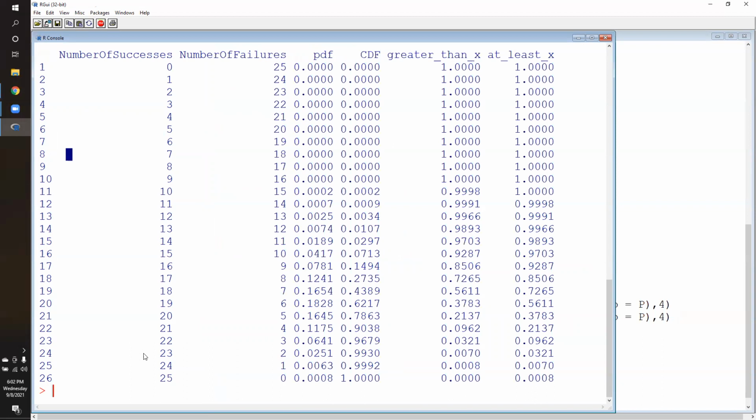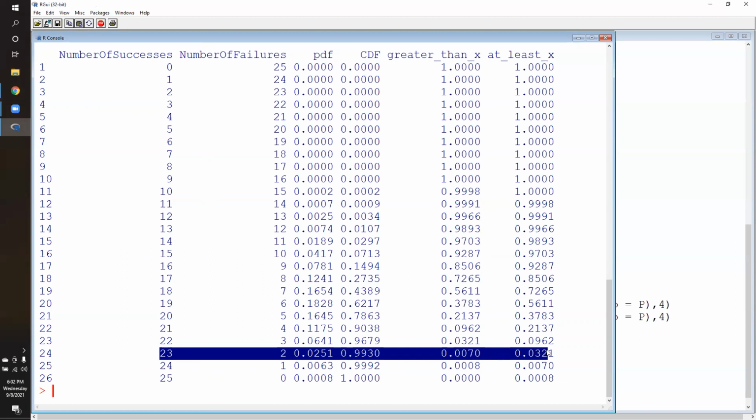Okay, so let's look at our example of 23 successes. That means that there's 2 failures, and the probability that X equals 23 is 0.0251. And the probability that X is less than or equal to 23, that's 0.9930. The probability that X is greater than 23 is 0.0070. And the probability that X is greater than or equal to 23 is 0.0321.